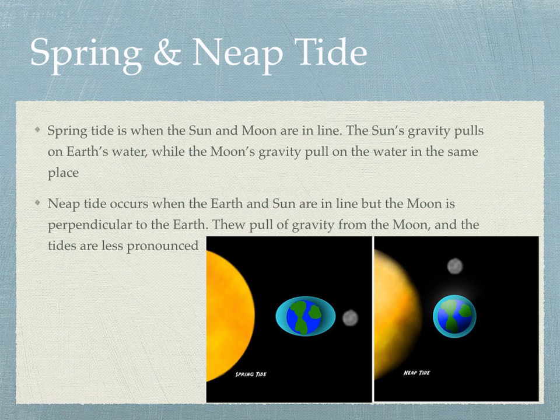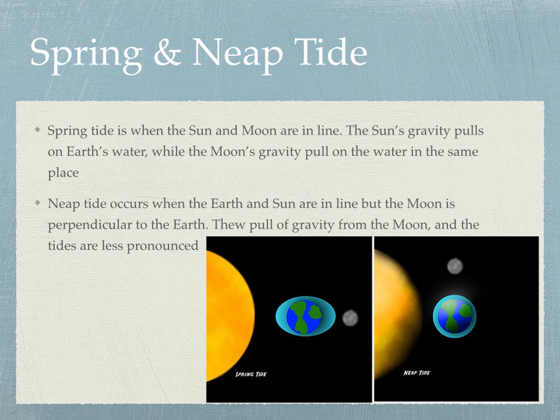During a spring tide, the sun and the moon are in line. This happens at both the new moon and the full moon. The sun's gravity pulls on Earth's water, while the moon's gravity pulls on the water in the same places. The high tide produced by the sun adds to the high tide produced by the moon. So spring tides have higher than normal high tides.